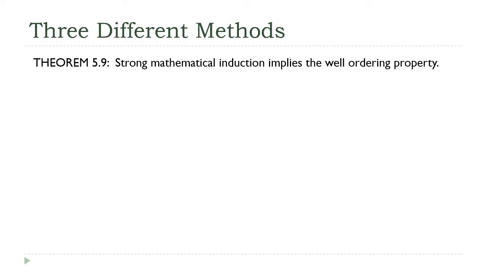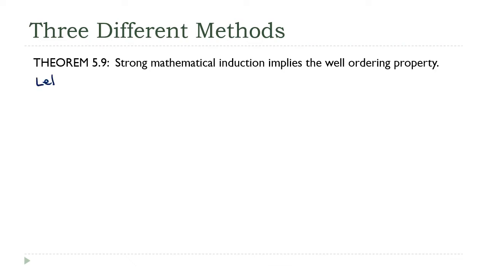So what I want to show here is that strong mathematical induction implies the well-ordering property. In other words, if we assume that strong mathematical induction is valid, that it works, then every subset of the positive natural numbers has to have a lower bound. Because remember, that's what the well-ordering property says. So here's how we're going to do this. We're going to do this by contradiction, right?